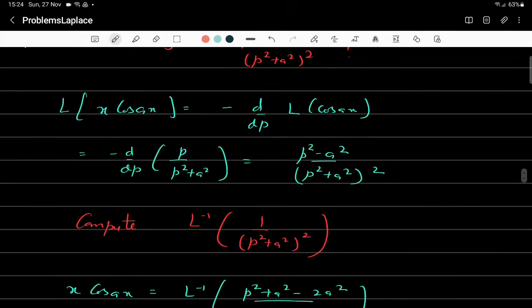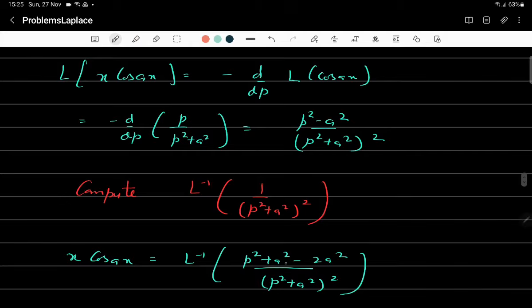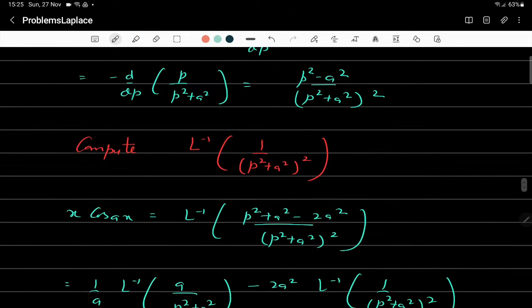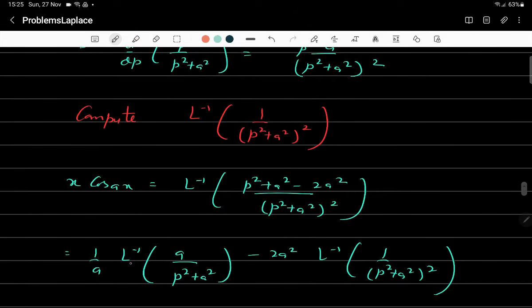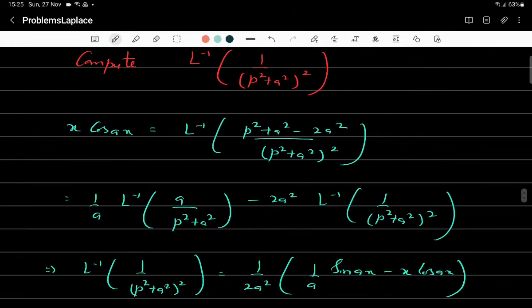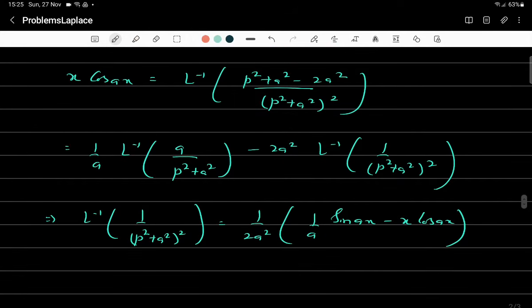So think over it. If I write it as p square plus a square minus 2a square, then it's quite easy, because it becomes Laplace inverse of 1 by p square plus a square. I multiply and divide by a, and I know its Laplace inverse. And the other term is Laplace inverse of 1 by p square plus a square whole square. I will take it on the left hand side and take x cos ax on the right hand side and simplify it. That gives me the required answer.